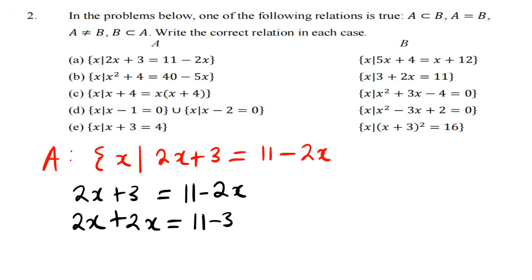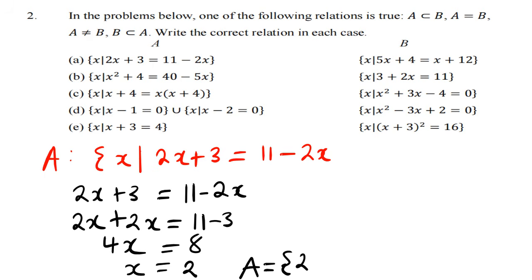Now I'm going to have 2x plus 2x, that is a 4x. This will be equal to 11 minus 3, that will give me an 8. Now I'm going to divide by 4 on both sides, so therefore x will give me 8 divided by 4, that will just give me a 2. Okay, so therefore A in this case is giving us 2.